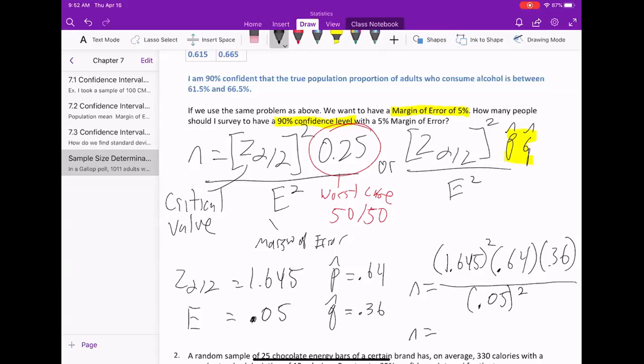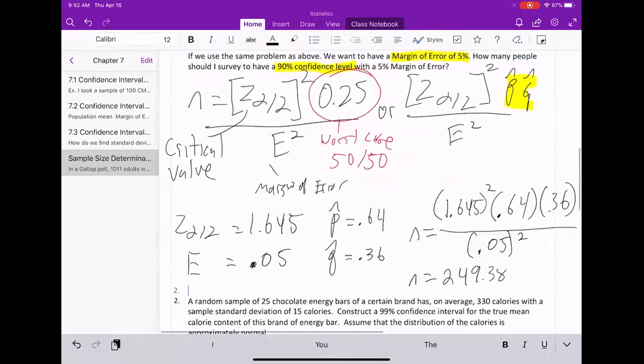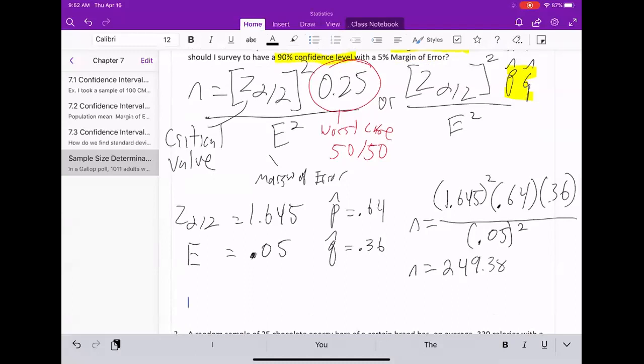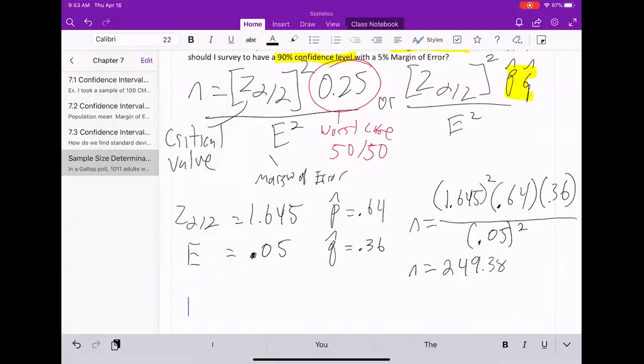And I get 249.38. Now here's the key. I'm going to actually type this in with big letters and even bold it. Always round up. So my sample is 250 people.